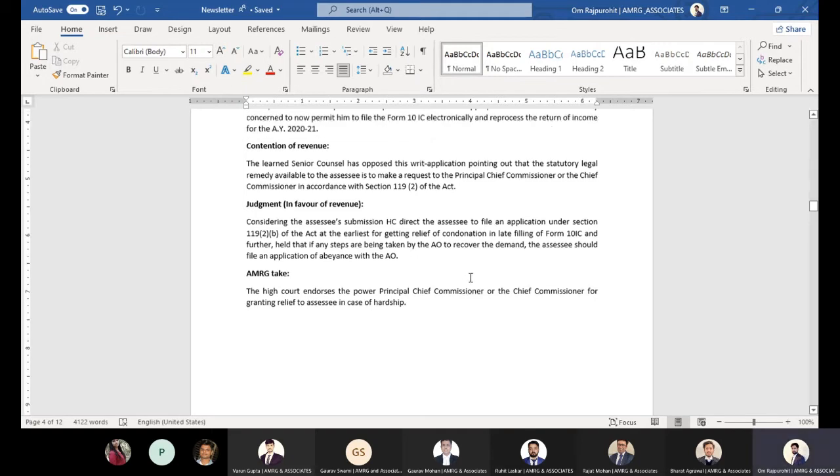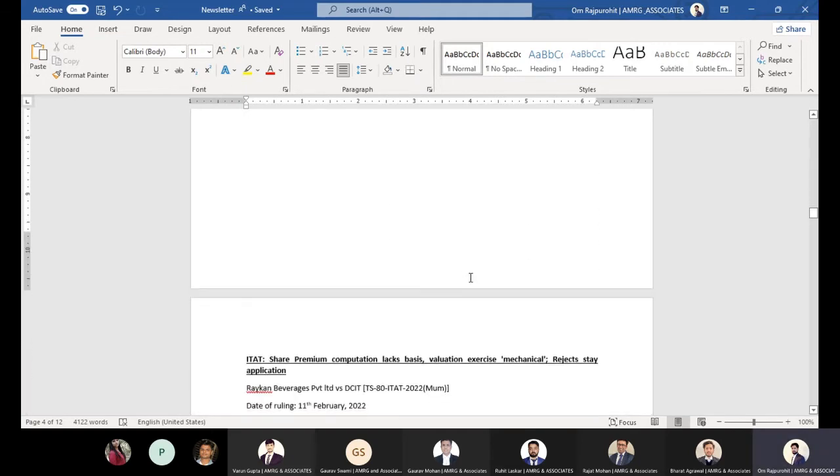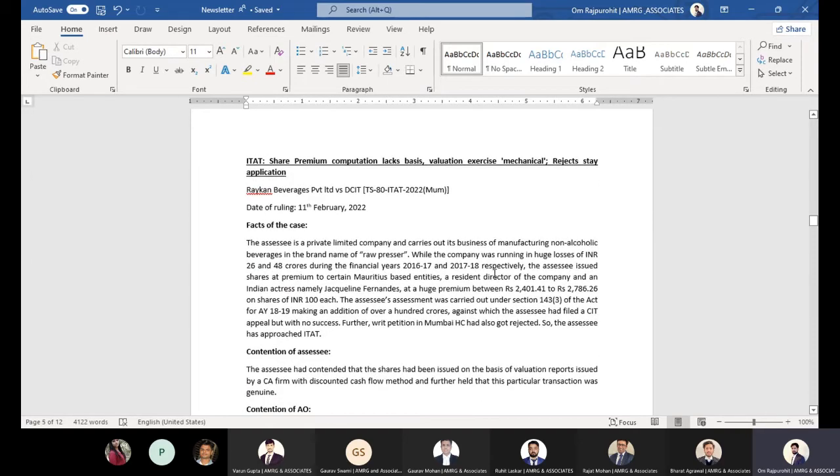So I would say this was a kind of mistake, but again the High Court has provided partial relief to the SSC that even if they forgot to file the 10-IC, they can file a condonation of delay, and if the merits are correct, then the tax officer may accept the Form 10-IC and delete the demand.